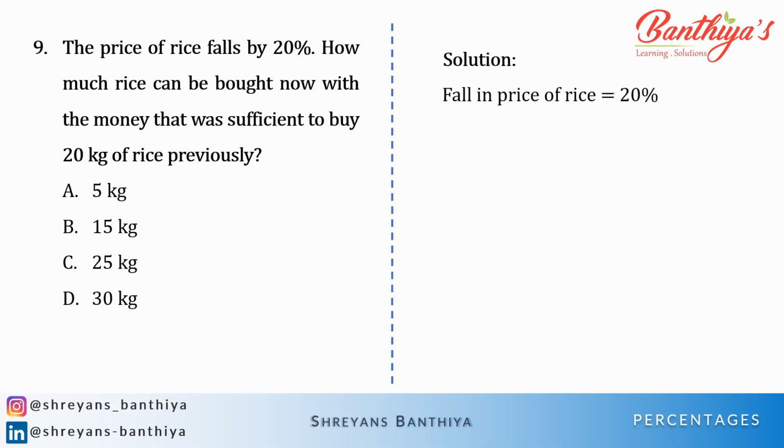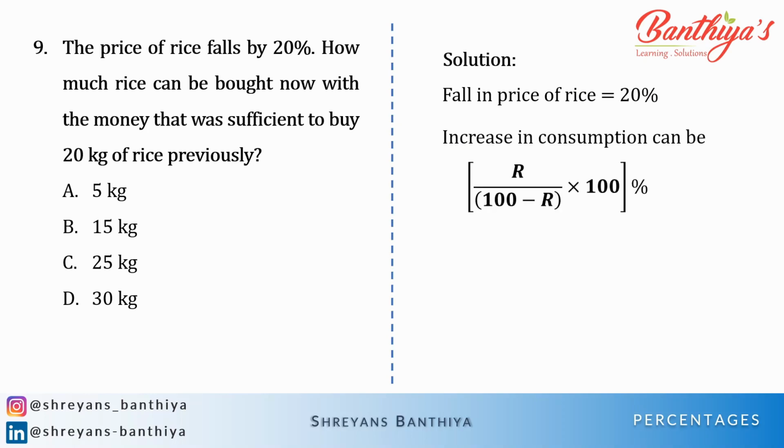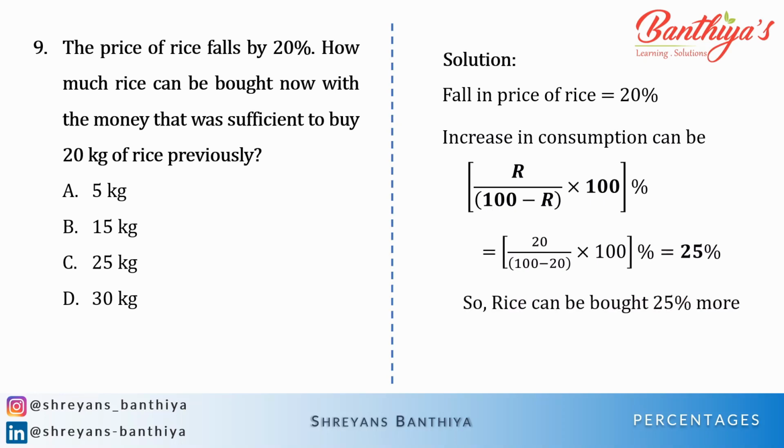Solution is, fall in the price of the rice is 20%, increase in consumption can be, as the formula states, 25%, and now the rice can be bought 25% more, that is the consumption increases by 25%, and hence on 20 kg that was the previous consumption, 25% can increase, it becomes 25 kg. Now let's see the last question for today's video.